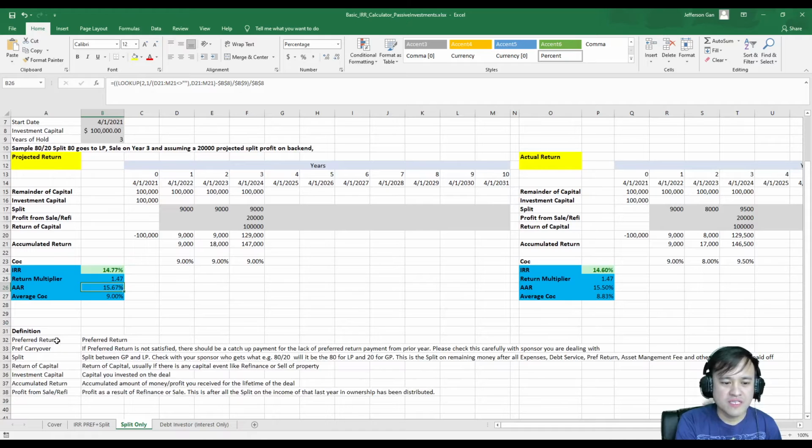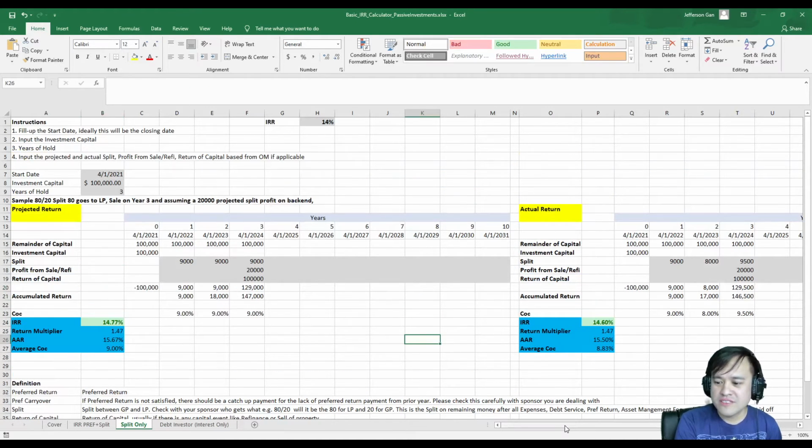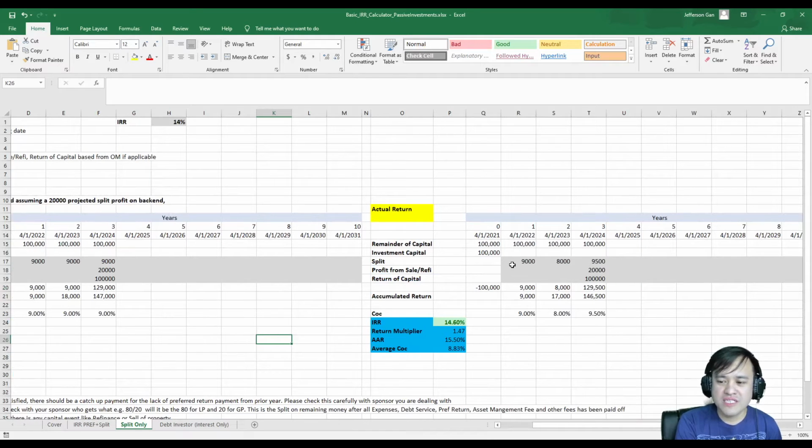Then similarly, I put all the definitions here. So actual return, similar to your projected, except that this is your actual return, or the money that got distributed for the deal. So this is your actual money that came into your bank, or back to your 401k account. So you just input anything in the gray portion.